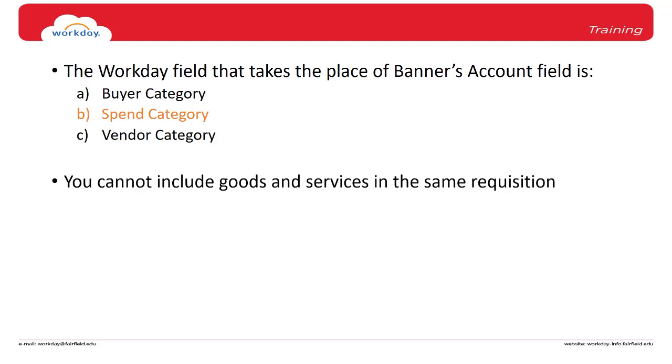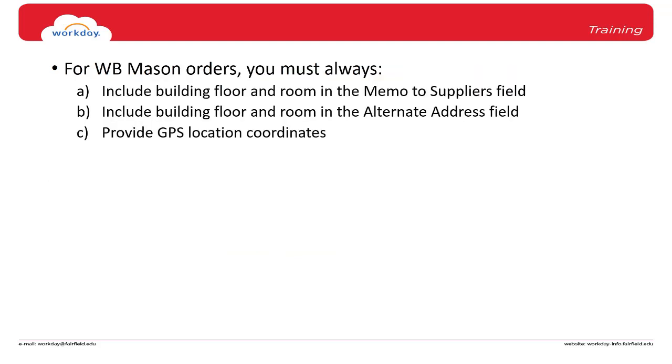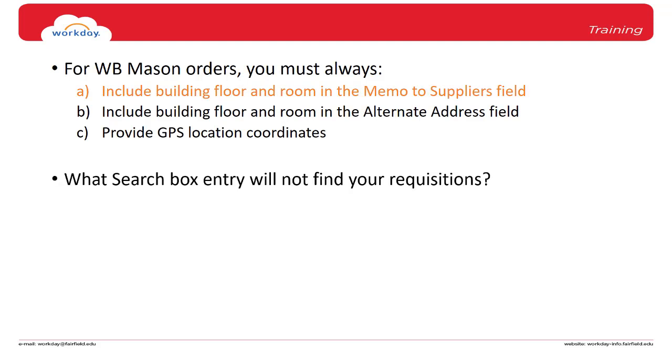You cannot include goods and services in the same requisition. False. You can include goods and services in the same requisition, and we did that earlier in the recording. For WB Mason orders, you must always A, B, or C. A. What search box entry will not find your requisitions? A, B, or C? And the correct answer is C.